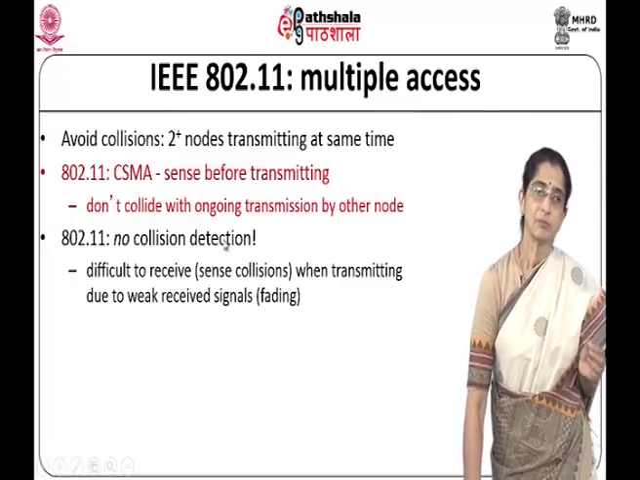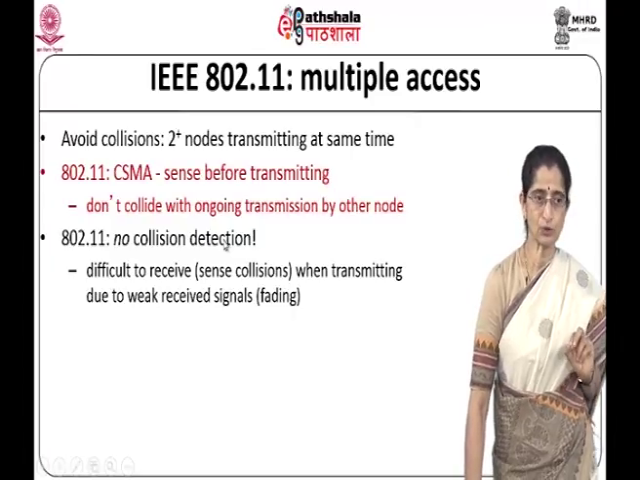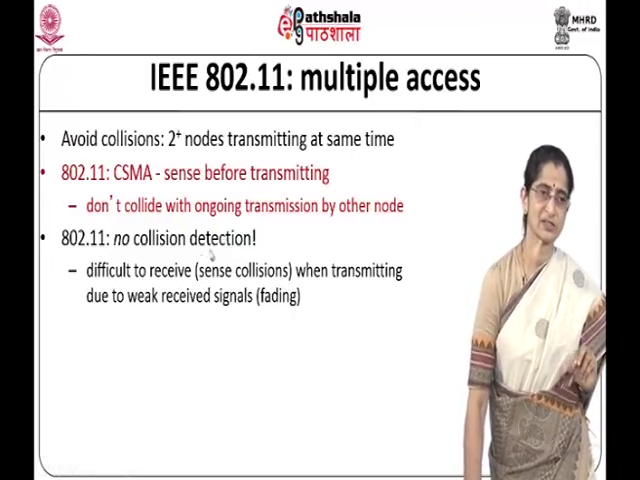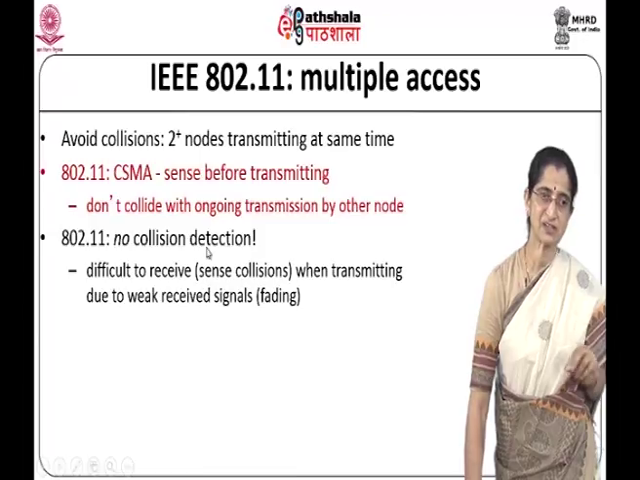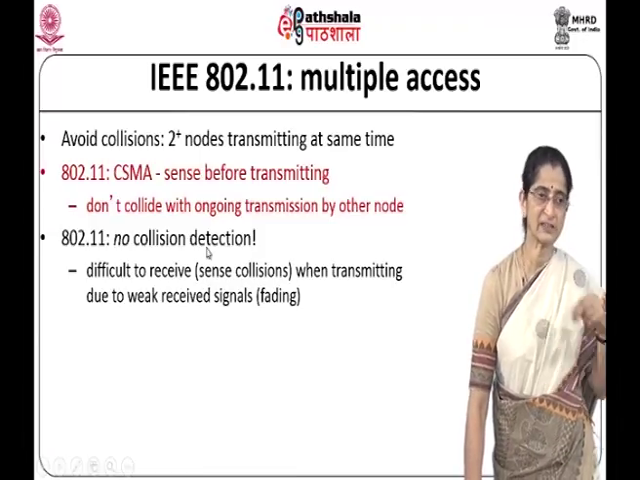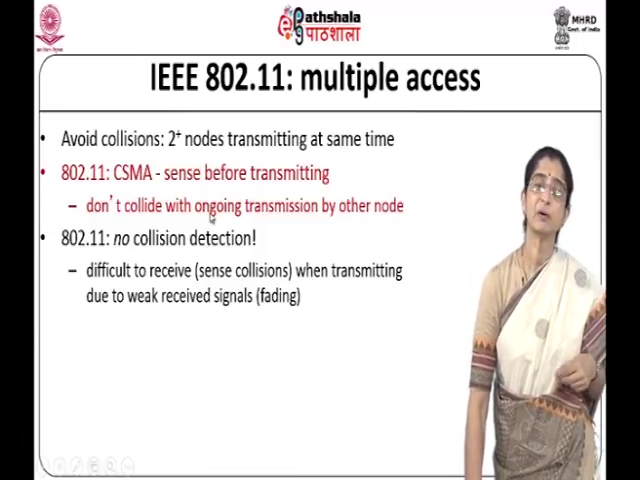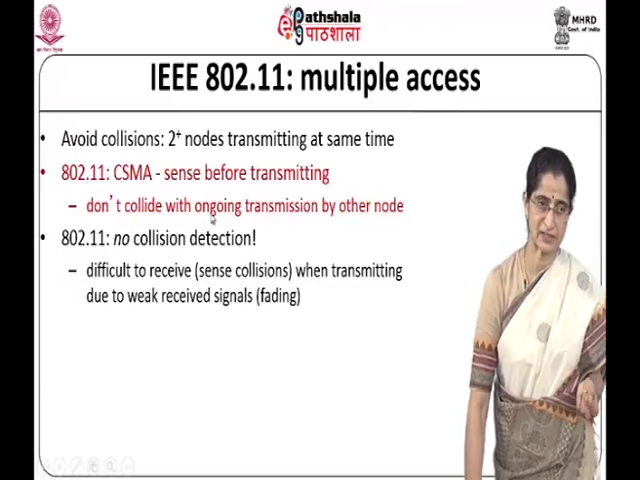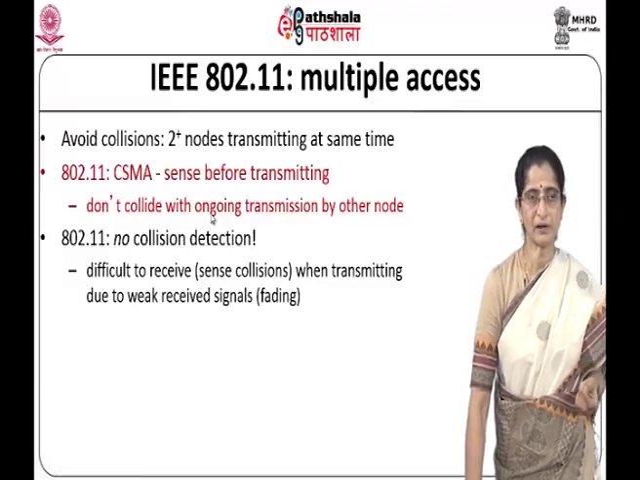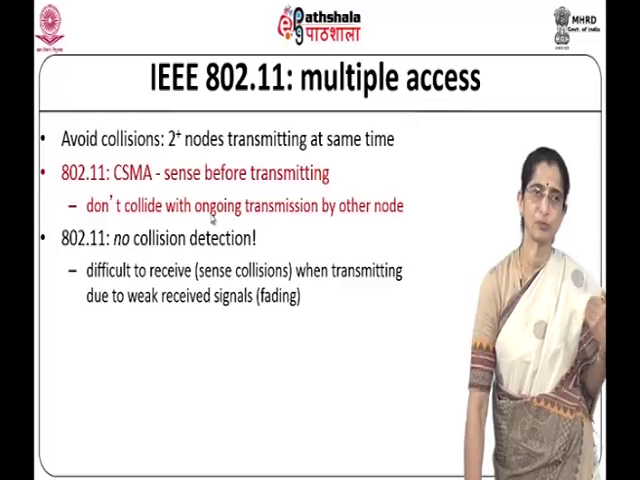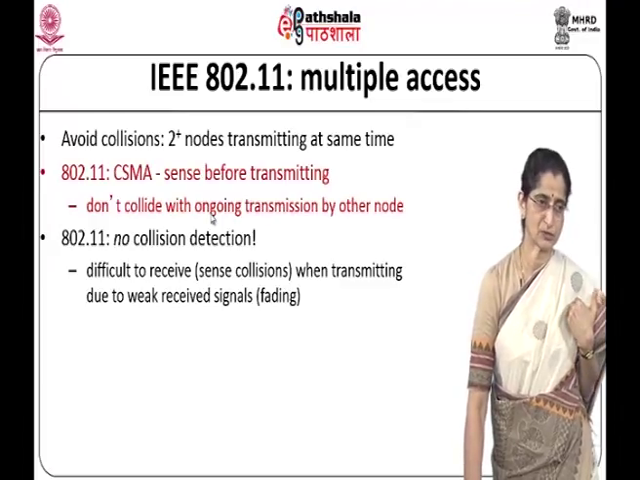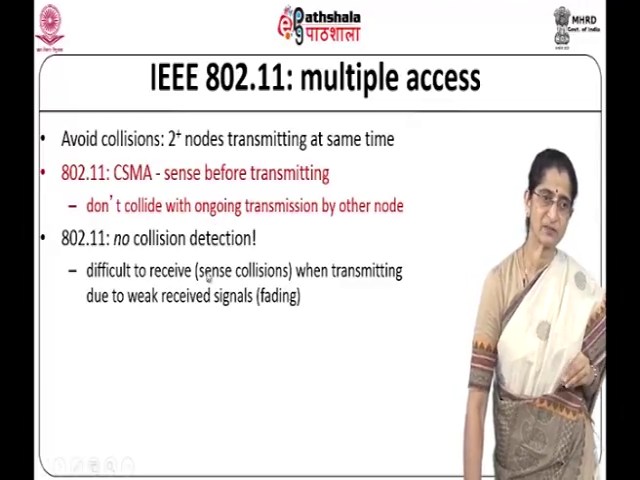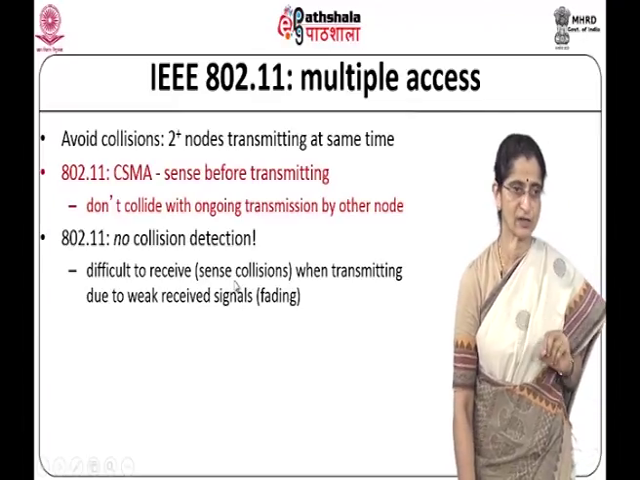But the difficulty in 802.11, in a wireless network, is that you cannot do collision detection as is done in the case of Ethernet. In Ethernet, for instance, we do the same CSMA, but when we transmit, we do collision detection. If two people have transmitted at the same time, we will detect the collision and be able to back off based on that. But in a wireless network, it becomes difficult to sense collisions.